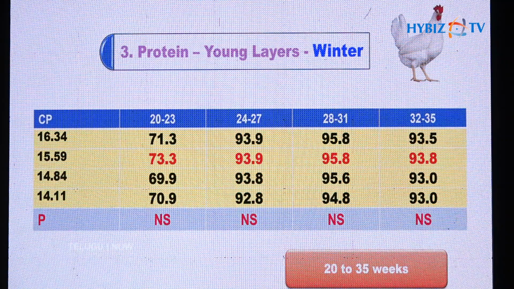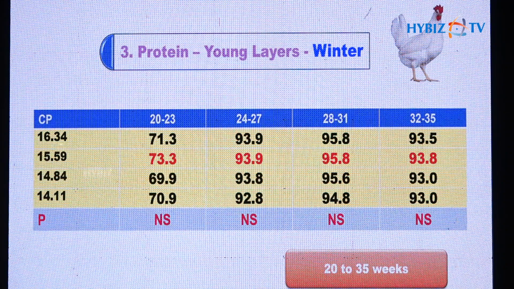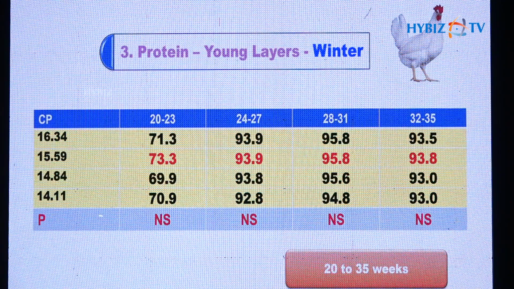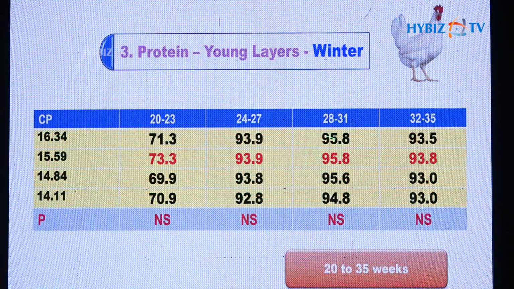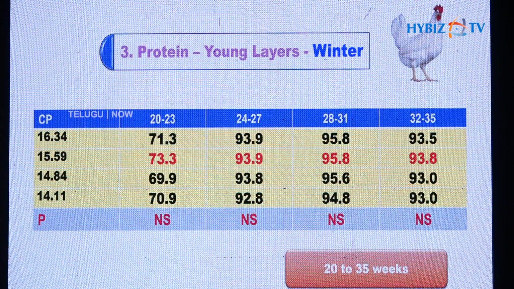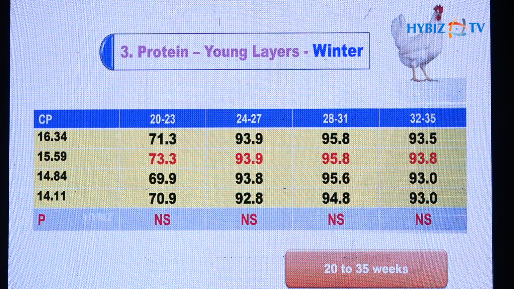So the second important area is protein. We conducted the trial in the winter season, at 20 to 30, 35 weeks of age during the peak egg production, where we gave 14.11 to almost 16.34% protein. If you see, none of the periods in egg production was significantly affected because we did the trial during the winter season. I will give a different scenario where the same levels of protein were given during the summer season. Do they really respond the same way? We will see, and I will also give some very interesting data later on.